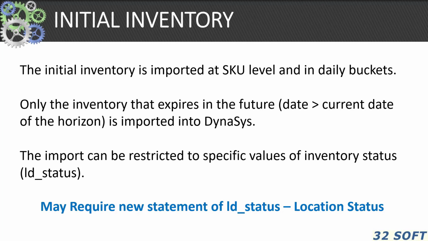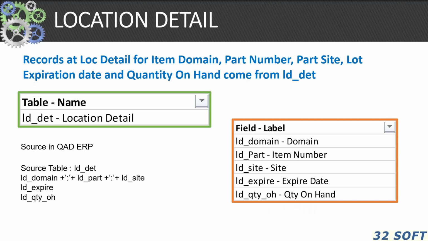Only inventory that expires in the future, that is the date plus current date horizon, is imported into Dynasis. Import can't be restricted as to specific values of the LD status. So you might have to relook at the definitions you have.